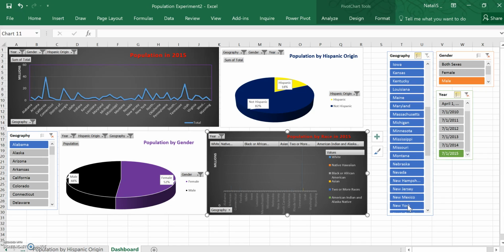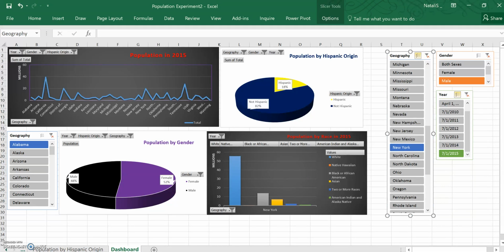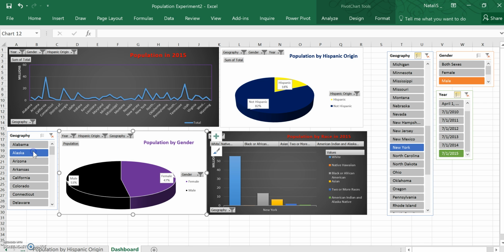Let's see for New York. We see that in New York State, the percentage of Asian population is higher than in the other states we saw before. This chart, population by gender, we can see for United States in total and for each state. For example, let's check Alaska, and we see that there is a bigger percentage of male in Alaska than female.